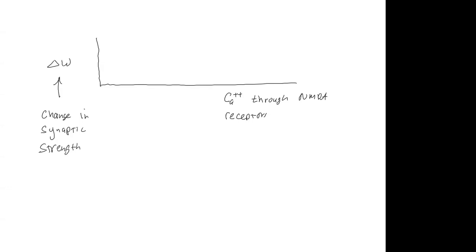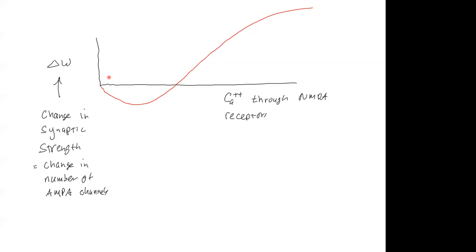And we can also think of that as sort of equal change in number of AMPA channels. Okay, and then actually, a little bit of calcium goes down and then it goes up. Okay, and this drop is really important. If this only caused an increase in weight, the synaptic strength gets stronger and stronger and stronger, and then your head would explode. Okay, so let's go over this picture.